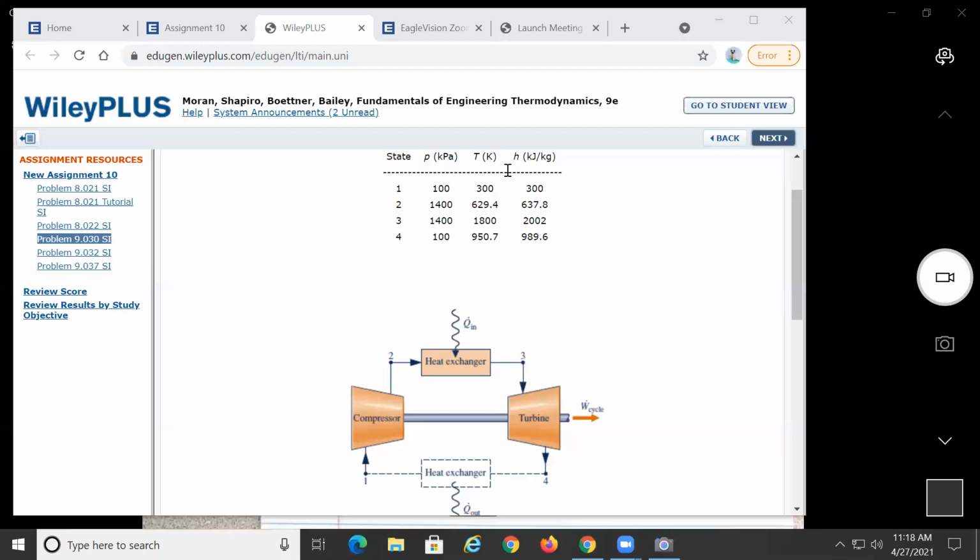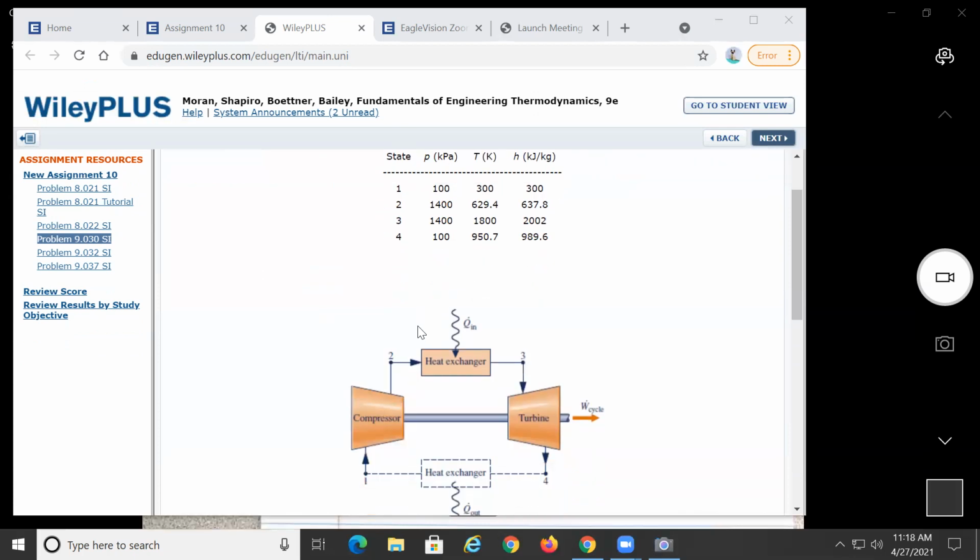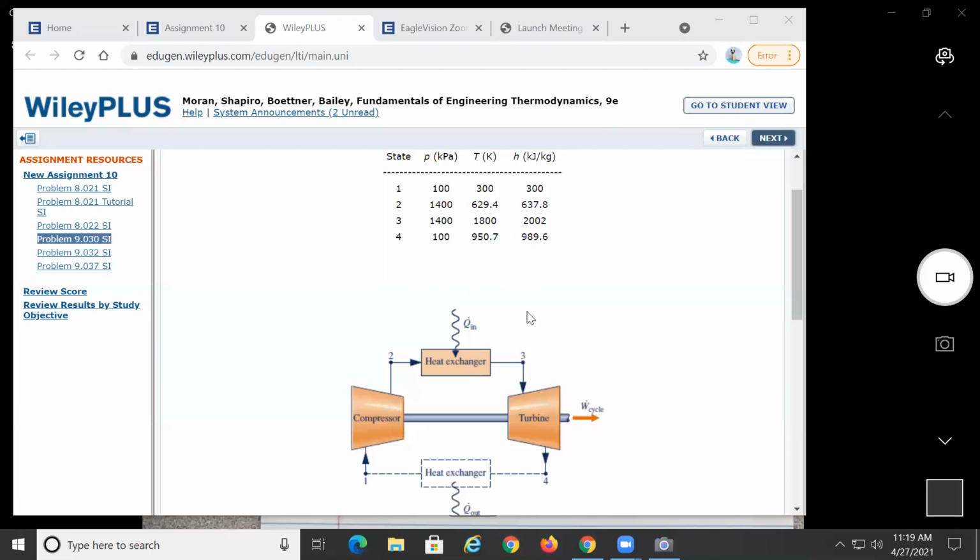Okay, so somebody's asking to look at problem 9.030 for assignment 10. So let's just look at it. Basically, what is this? This is the sketch for the Brayton cycle. Here we have the figure of a Brayton cycle, which is the cycle that is used for, like, aerospace, the engine of the aircraft, no?